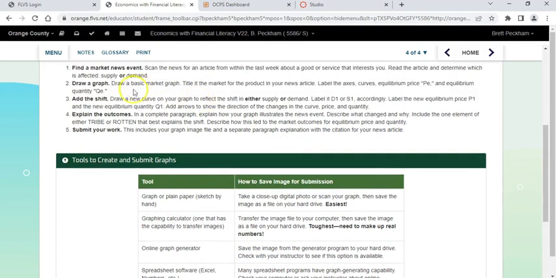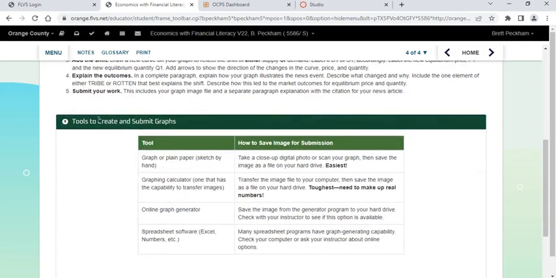After you've drawn out the graph, you're going to add a shift. You're going to show what your news article is saying. Is it saying that the demand for these things is going up? Is the demand going down? Is supply going up? If you find an article about supply chains and the pandemic, you can say there's a supply chain shortage, or there's a shortage of workers, so supply is decreased. And if that's the case, you'd show a leftward shift of supply, causing prices to go up.